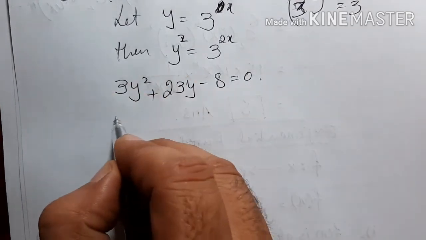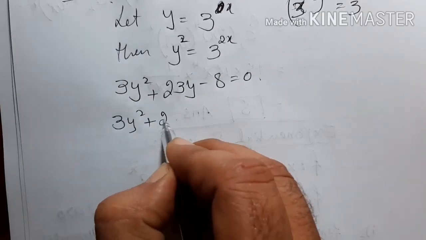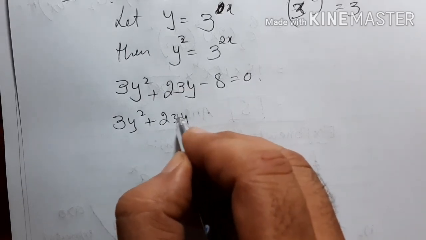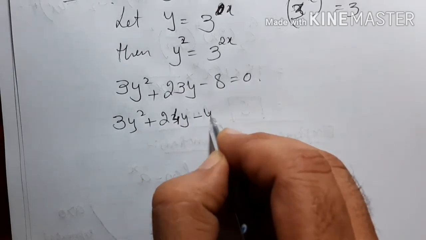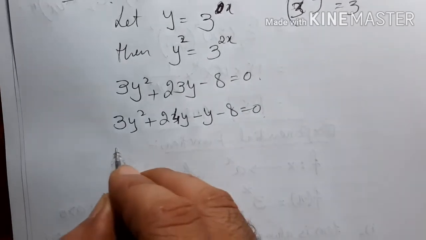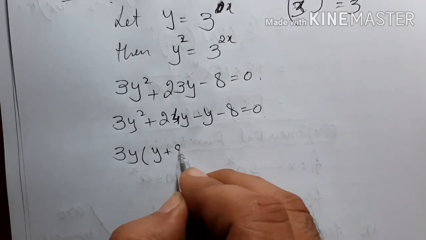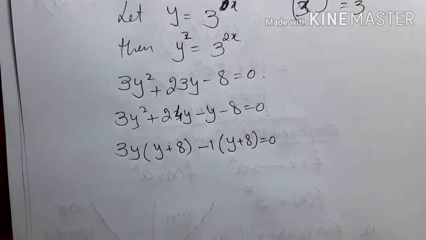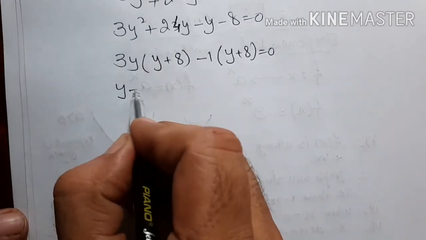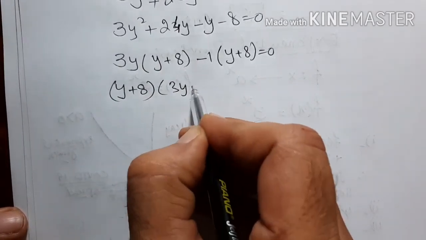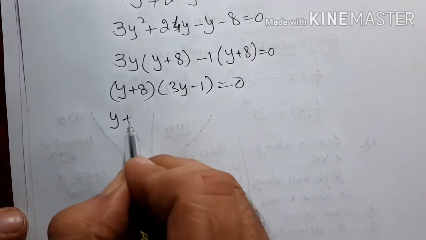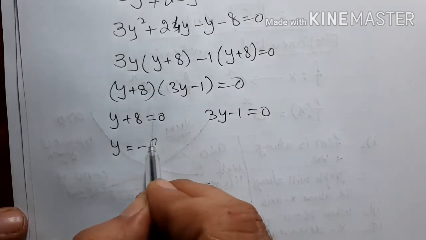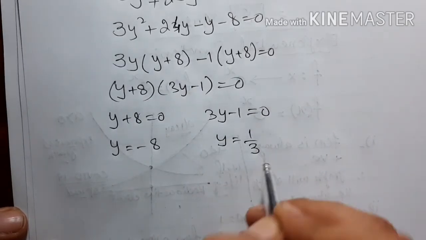Like 3y square plus 24y minus y minus 8 is equal to 0. So take 3y common, y plus 8, take minus 1 common, y plus 8 is equal to 0. Now take y plus 8 common, 3y minus 1 is equal to 0. So y plus 8 is equal to 0, 3y minus 1 is equal to 0, y is equal to minus 8, y is equal to 1 over 3.